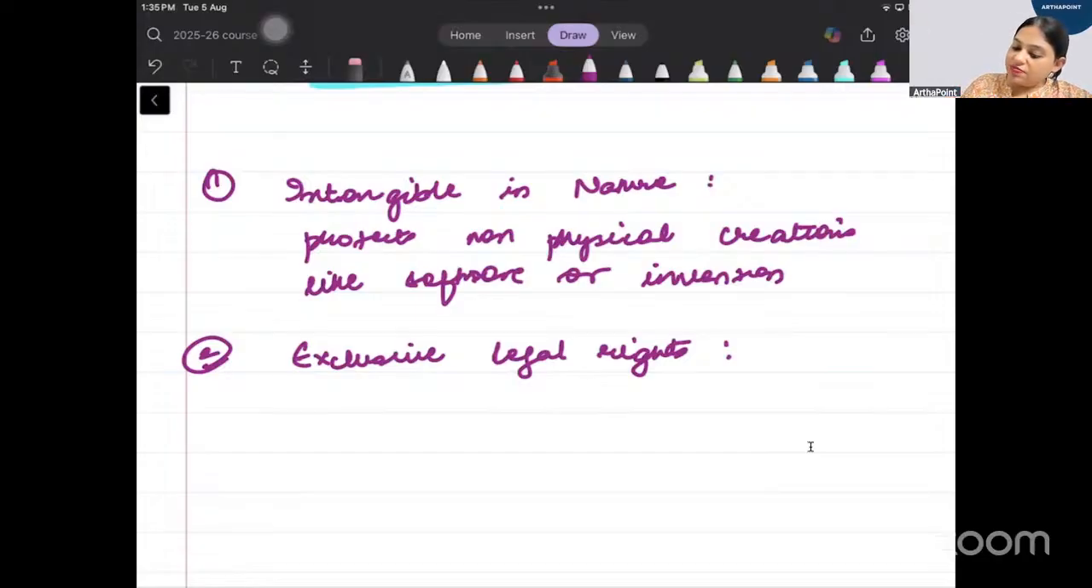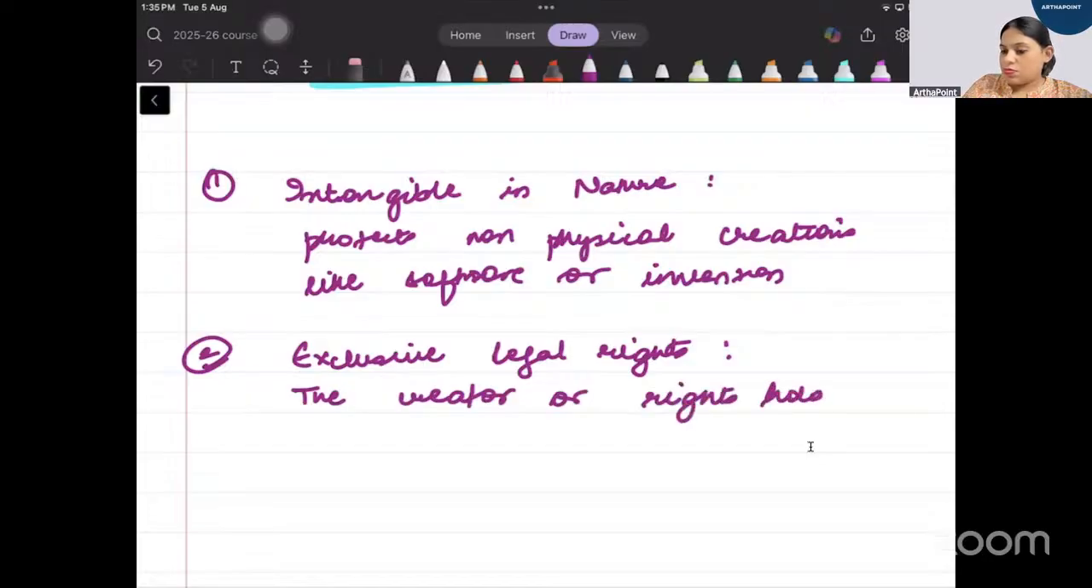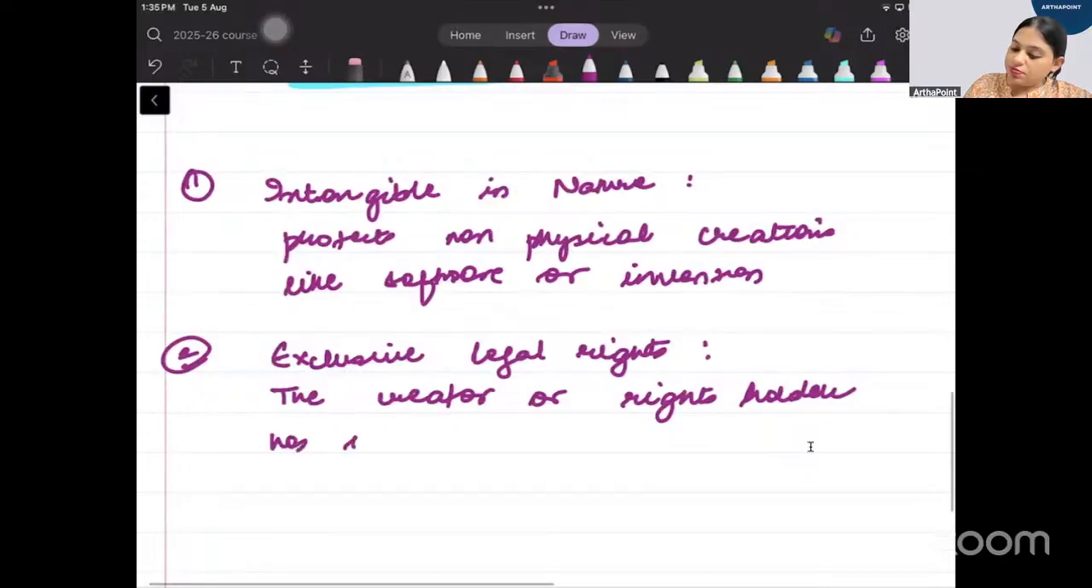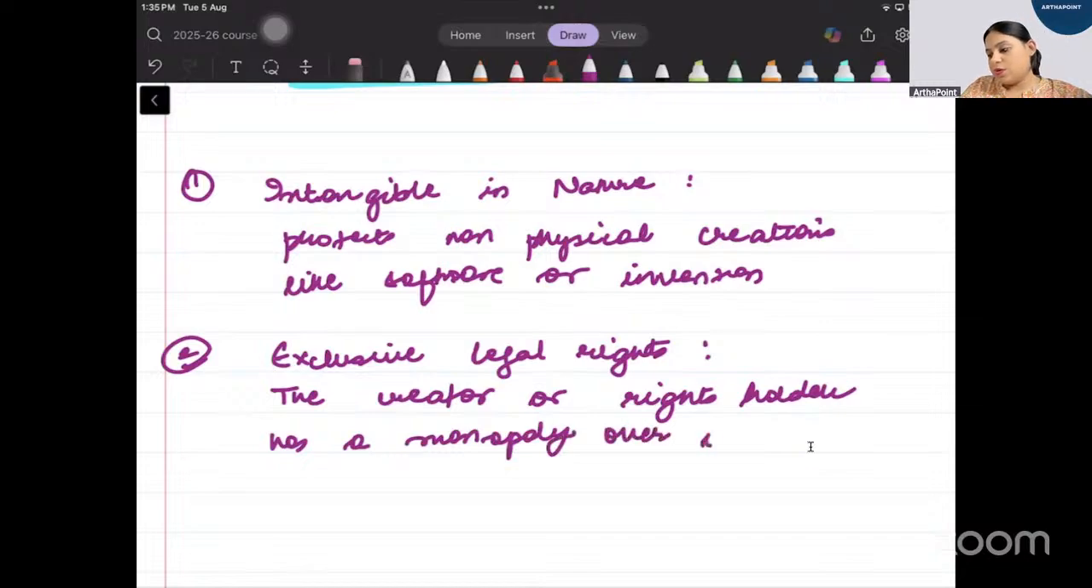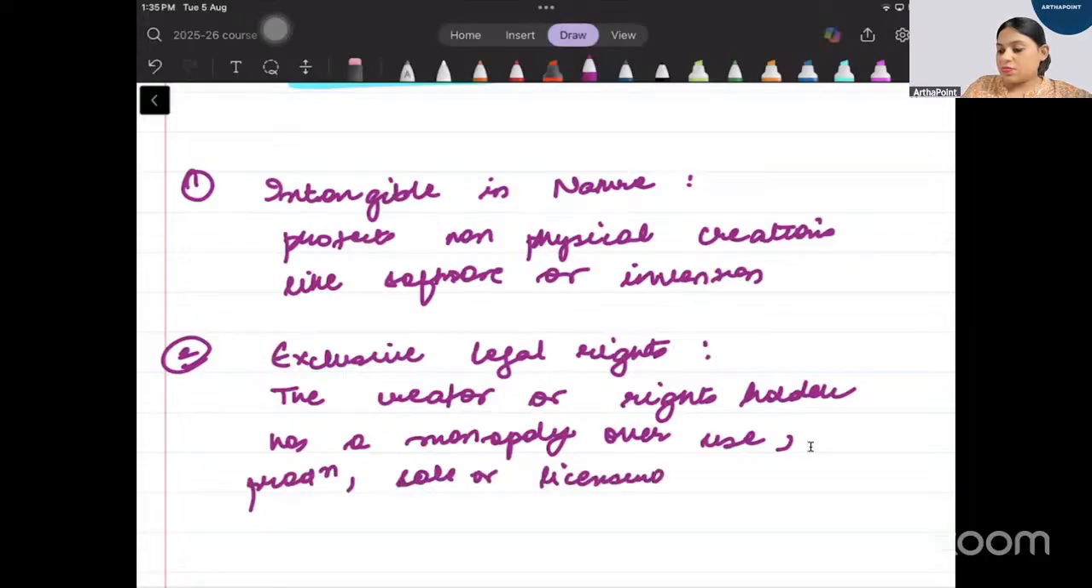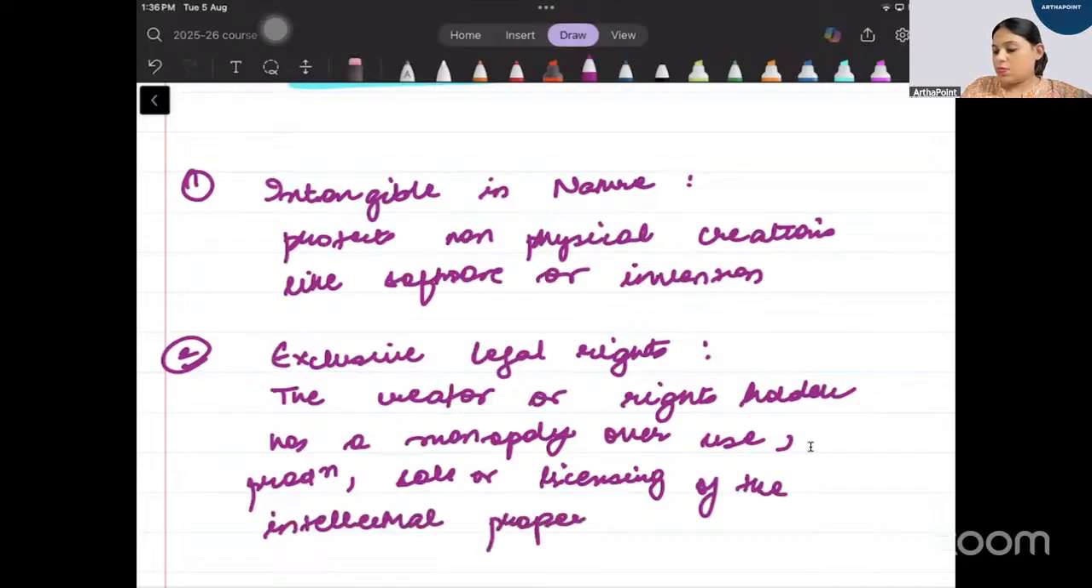So the creator or rights holder has a monopoly over use, production, sale, or licensing of the intellectual property.